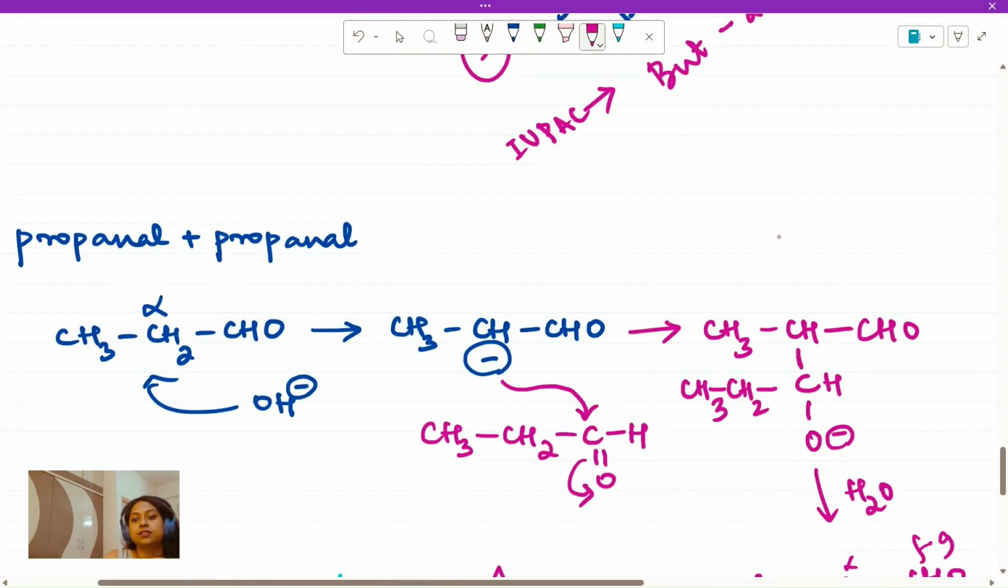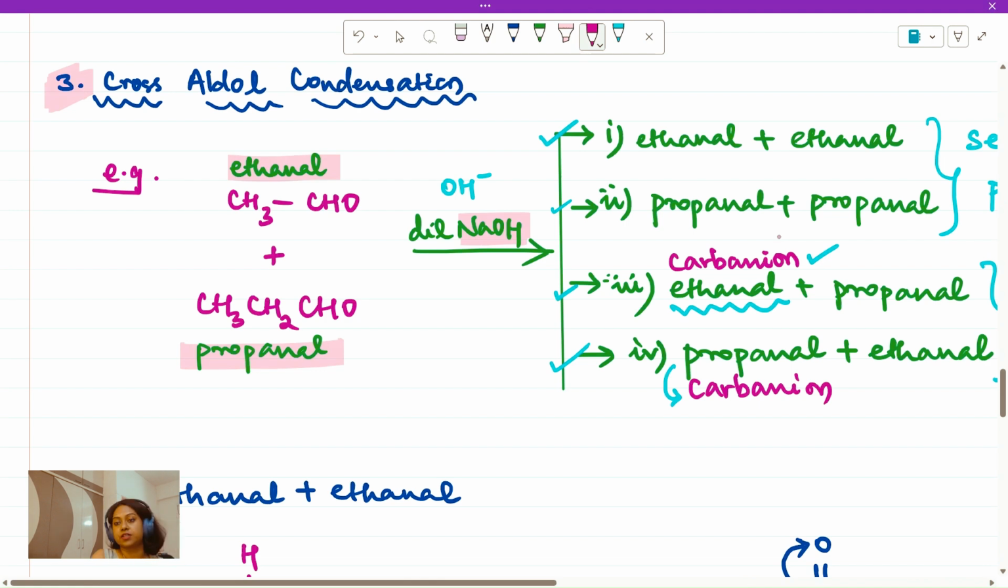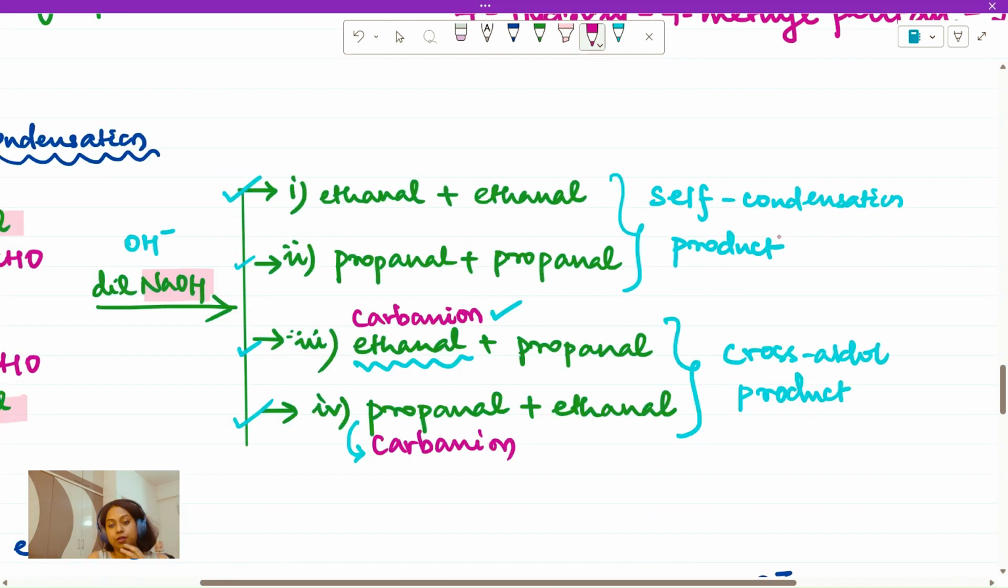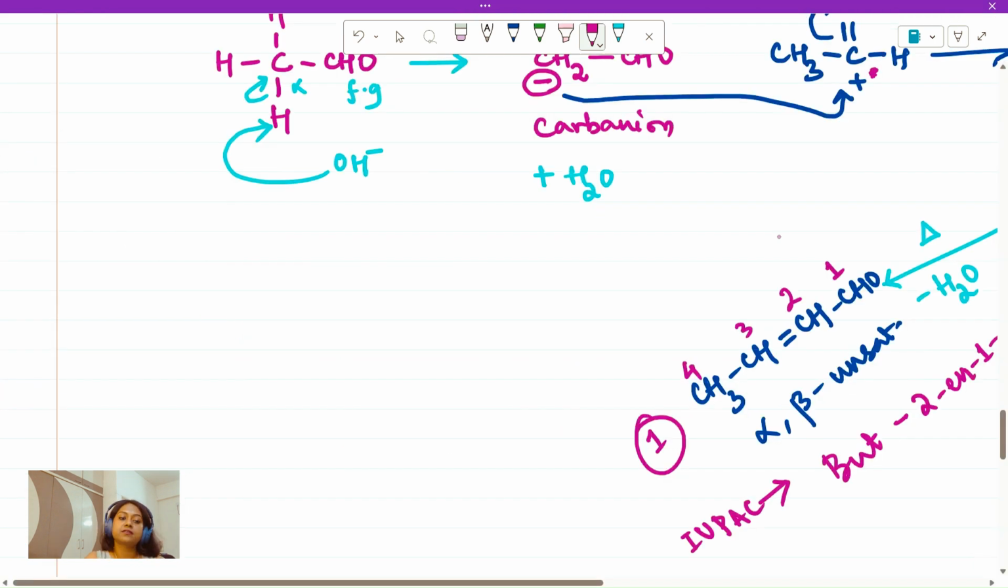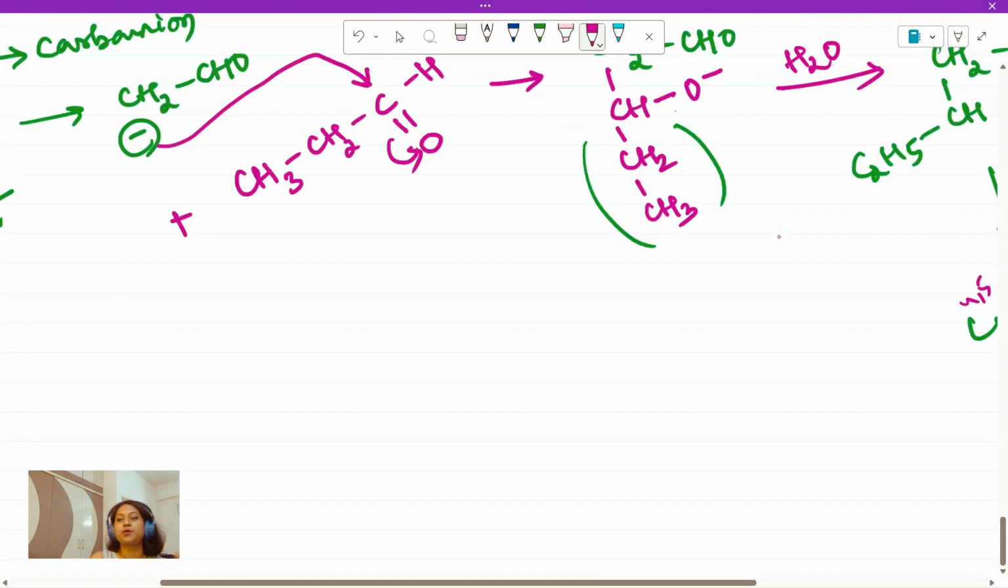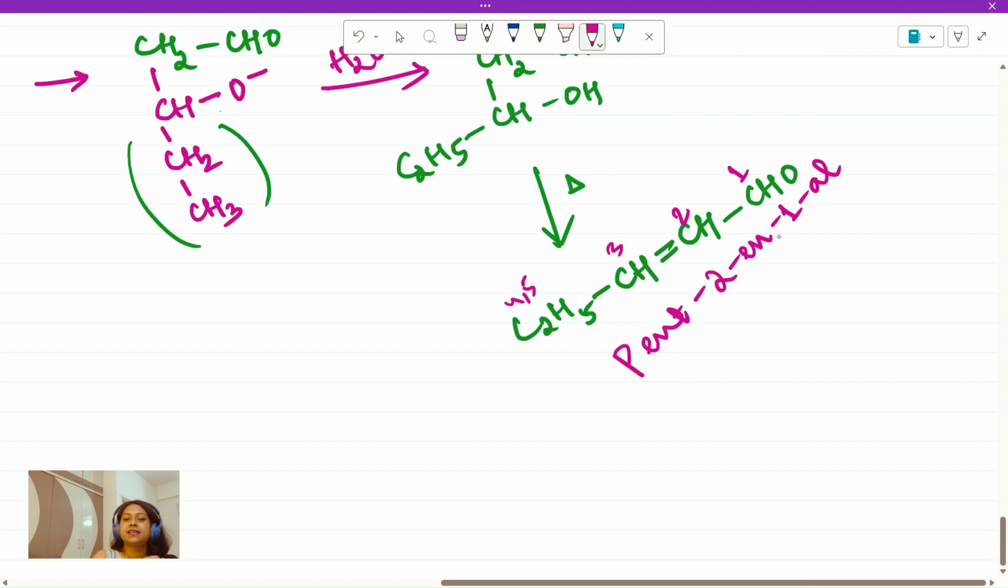And one more product is possible. We can also have the propanal plus ethanal crossed aldol product. There are a total of 4 products. Specifically, the point to remember is there has to be an alpha hydrogen, and you have to do the mechanism to actually get to the product. If you try to write it directly, maybe you'll make some mistakes somewhere. So try to go through the mechanistic way.